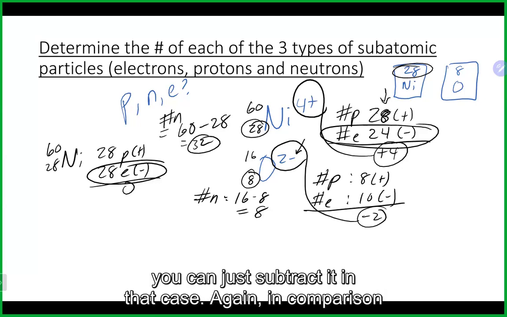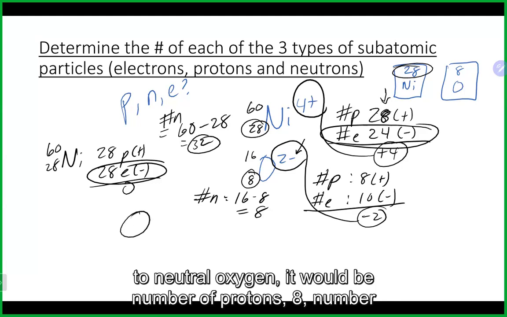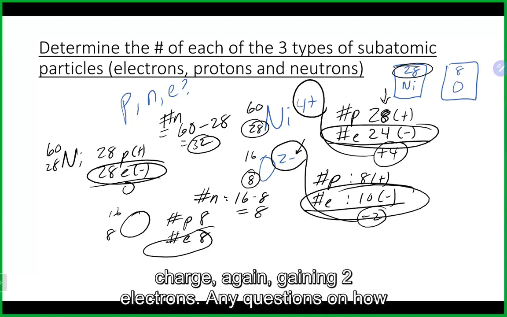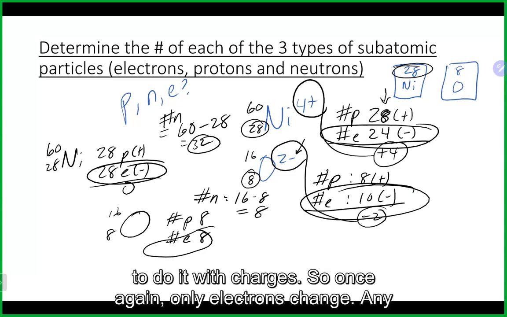Again, in comparison to neutral oxygen, it would be number of protons 8, number of electrons 8. So 8 in neutral, 10 in the ion with the charge, again gaining 2 electrons. Any questions on how to do it with charges? So once again, only electrons change. Any questions?